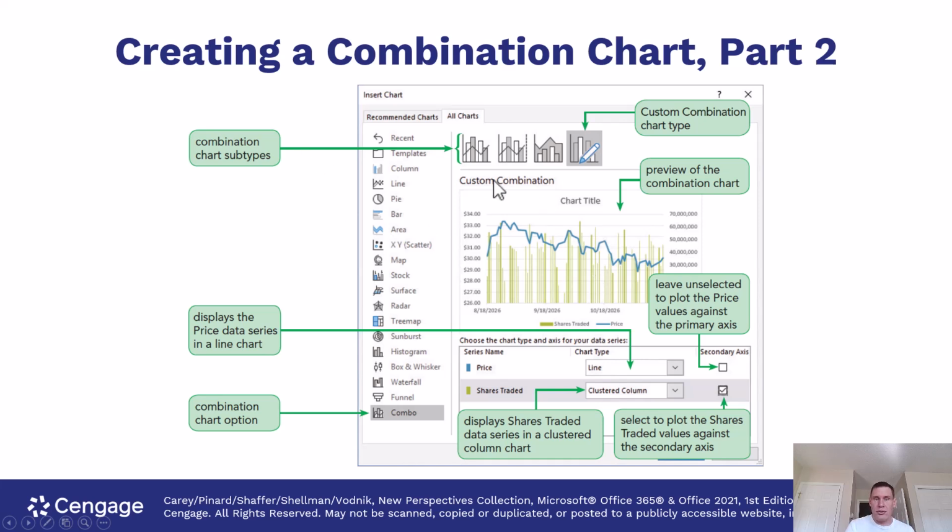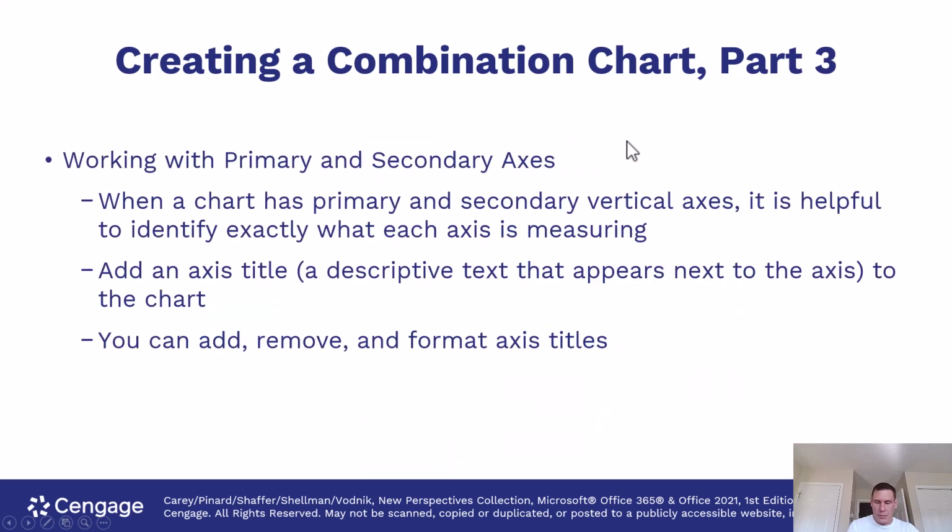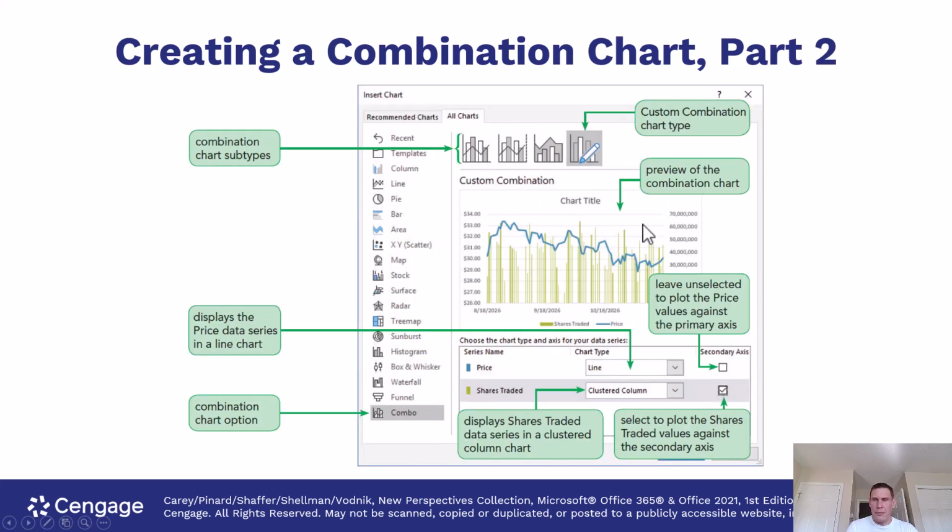We've got our combination chart subtypes at the top here, so you can select one of those. Oh, I'm sorry, let me go back. There we go. You've got a preview of the combination chart here. So again, we've got sort of the histogram. We've also got the lines above it, sort of superimposed on it.